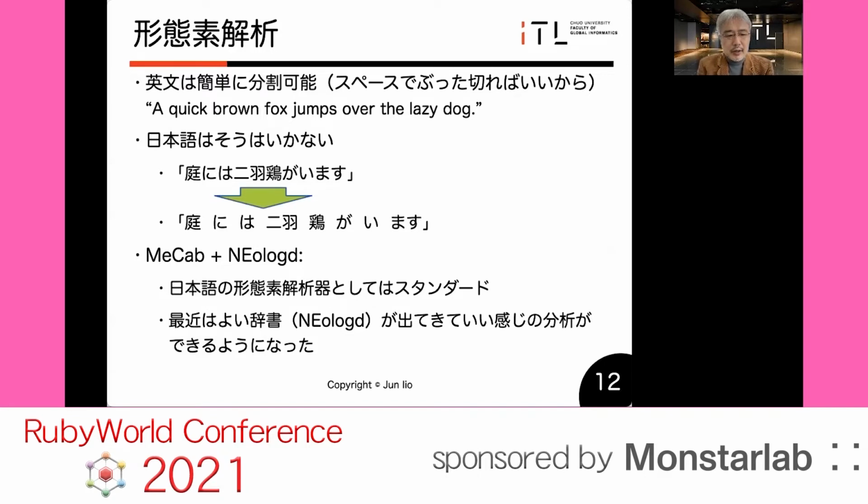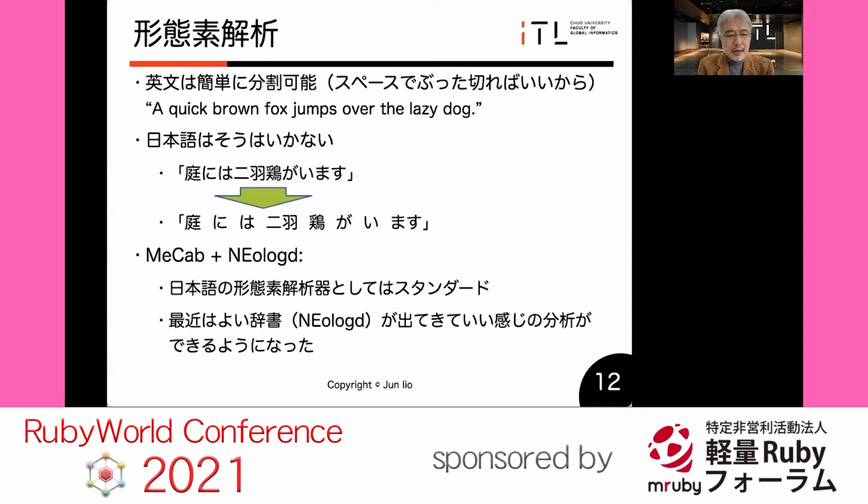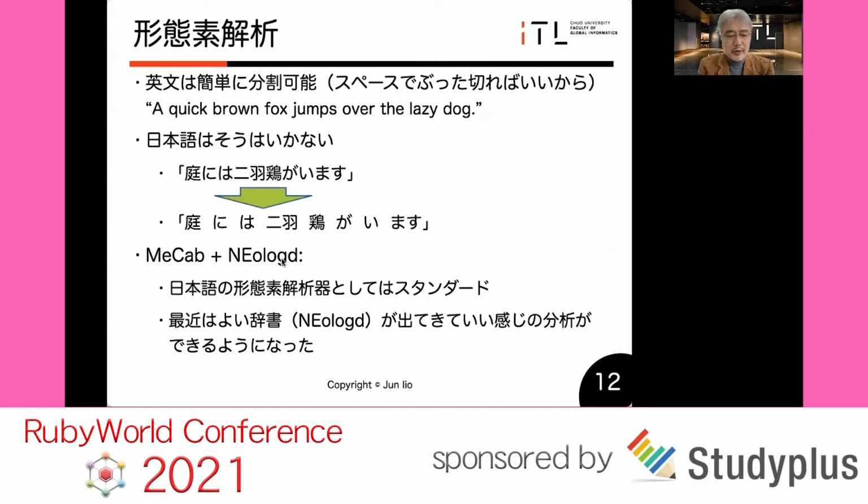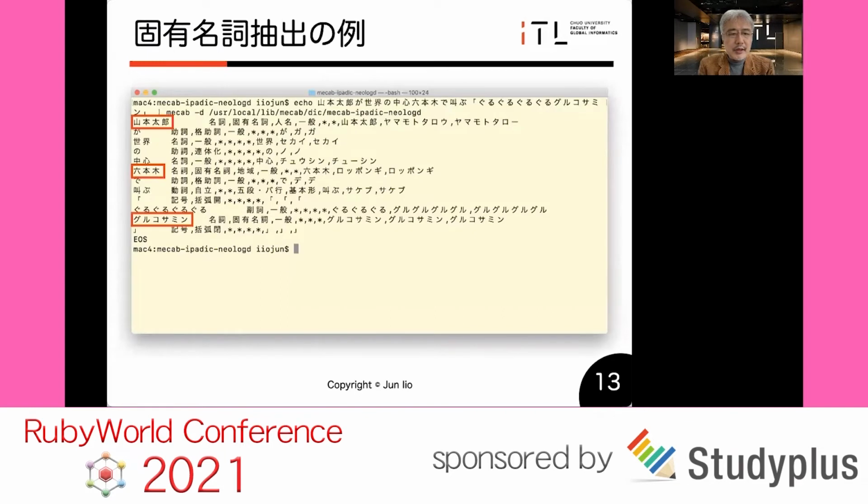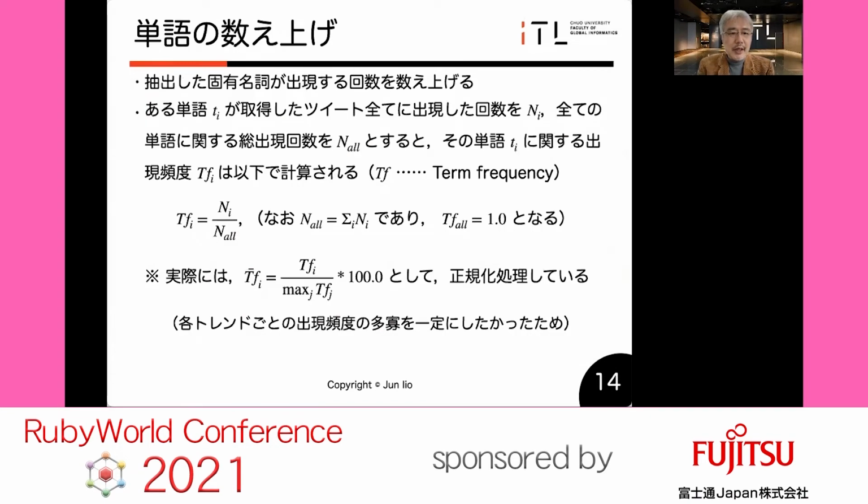It is very important: if you use a good dictionary, the precision and accuracy are better. And as a dictionary for the analysis of morphemes, NEologd is a new one. By using that, even with MeCab, precision is quite high. Now, this is an example of extracting proper nouns. Yamamoto Taro cries at the center of Roppongi, going around and around, and these are the proper names extracted, and we count the frequency.